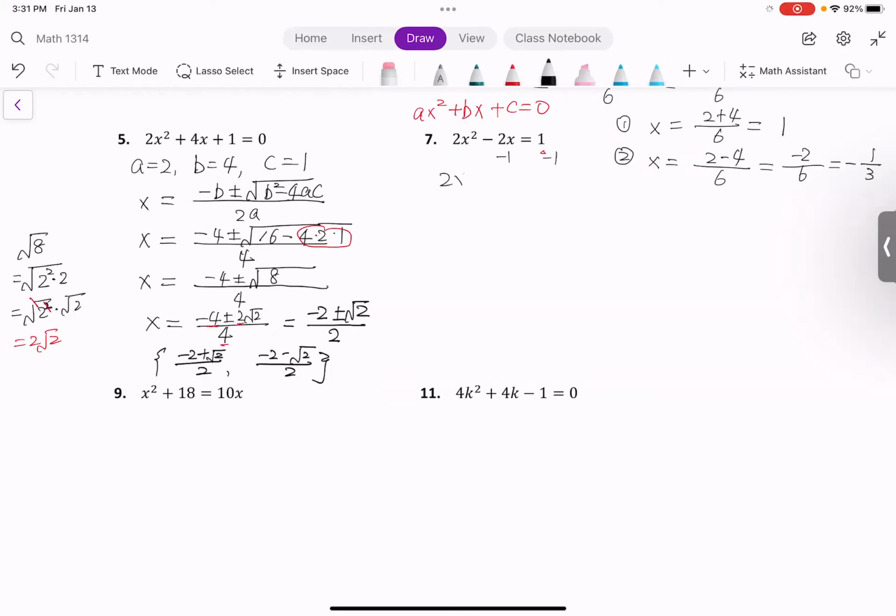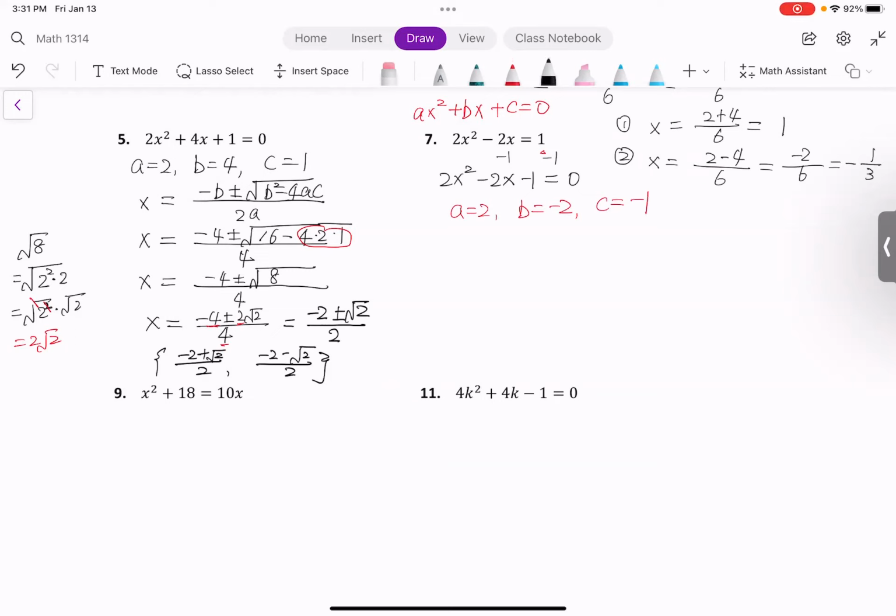We have 2x squared minus 2x minus 1 equals negative 1. Then, oh, no, not negative 1 on the right-hand side, because we subtract 1 from both sides, we have 0 on the right-hand side. Then we can use the quadratic equation. Let's identify the ABC. A is 2, B is negative 2, C is negative 1.